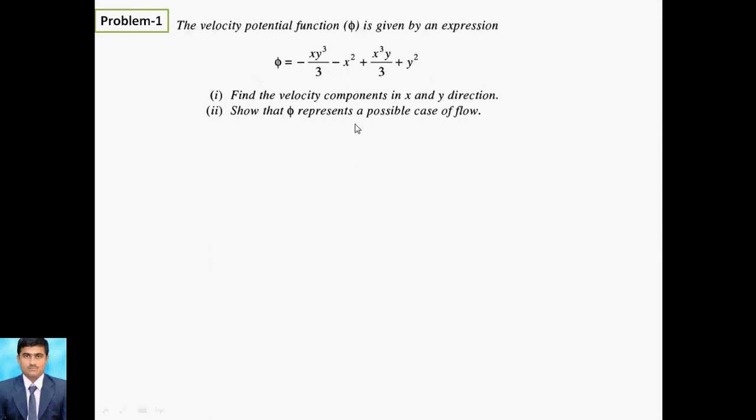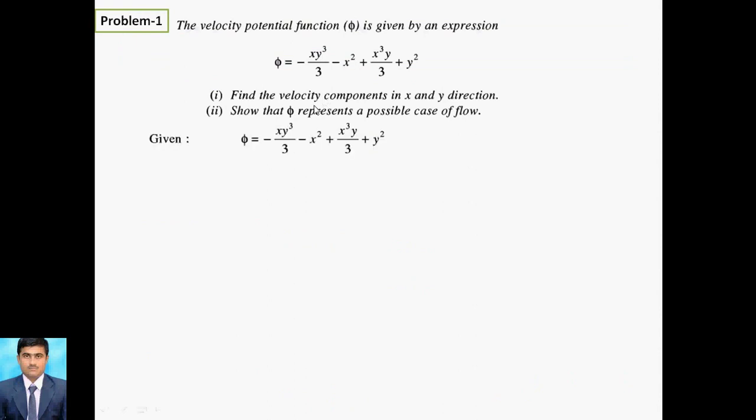Show that phi represents a possible case of flow. So here we have to satisfy the Laplace equation. If it is satisfied, then we can say that this is a possible flow. First of all, we look at phi. Phi is nothing but this above value. We can calculate that directly.